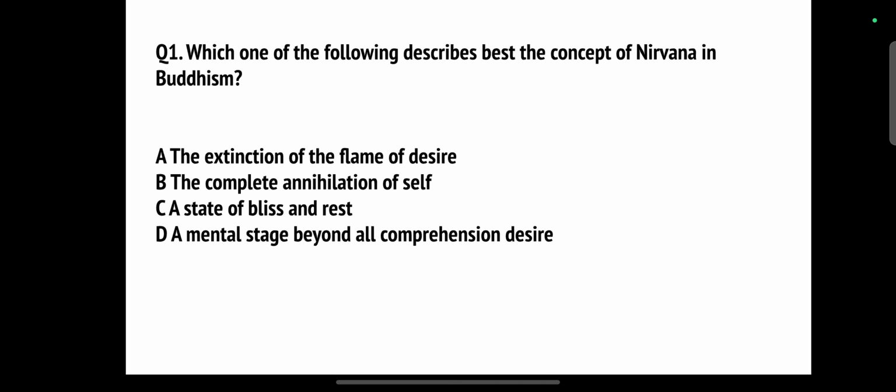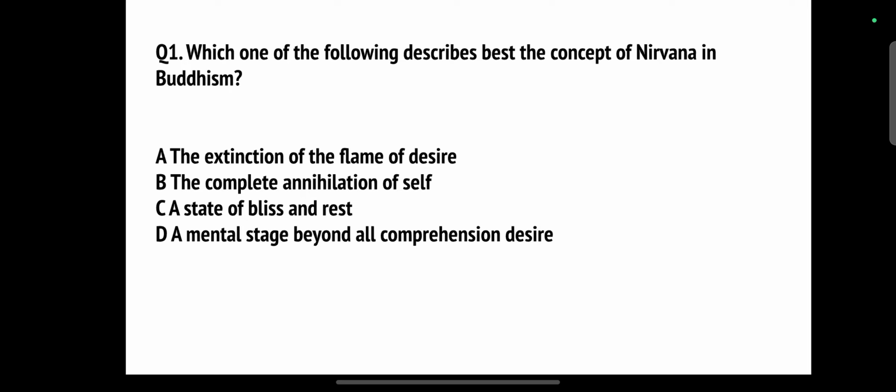Which one of the following describes best the concept of nirvana in Buddhism? So nirvana is an important concept in Buddha's life. Which one of the following is the best description of it? The extinction of flame of desire, the complete annihilation of self, a state of bliss and rest, a mental stage beyond all comprehension. Now if you look at all these options, all of them seem to be a correct answer, but you have to choose the best one, right?